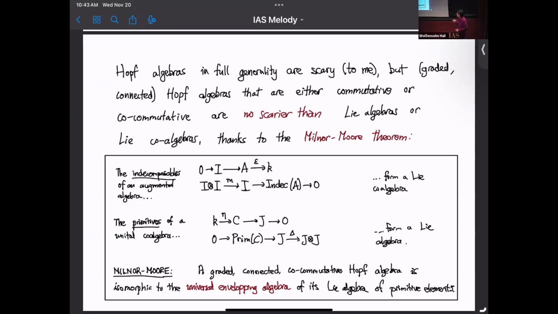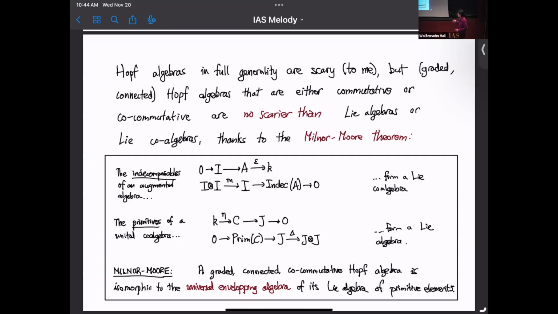If you have an augmented algebra, meaning you've got an algebra and also a map down to your ground field, then let I be the kernel of the augmentation, and the indecomposables are then the co-kernel of the multiplication map on I. Think of this as the non-trivial stuff modulo the pieces, so to speak. And I claim these form a Lie coalgebra.